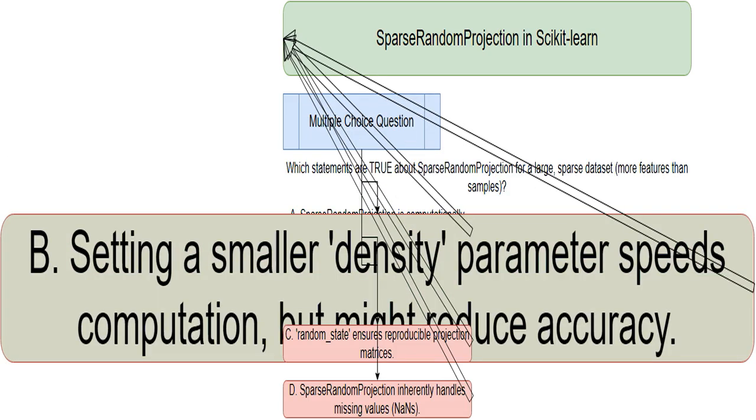This is also true. The density parameter controls how many non-zero elements are in the random projection matrix that sparse random projection creates. A lower density means fewer computations, which is faster. However, reducing the density too much can lead to information loss and reduced accuracy in the dimensionality reduction.